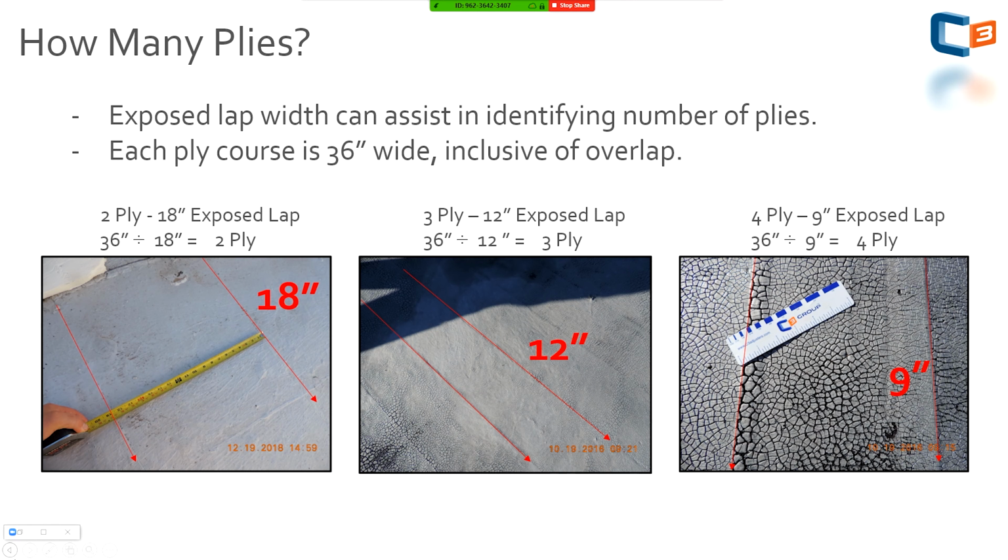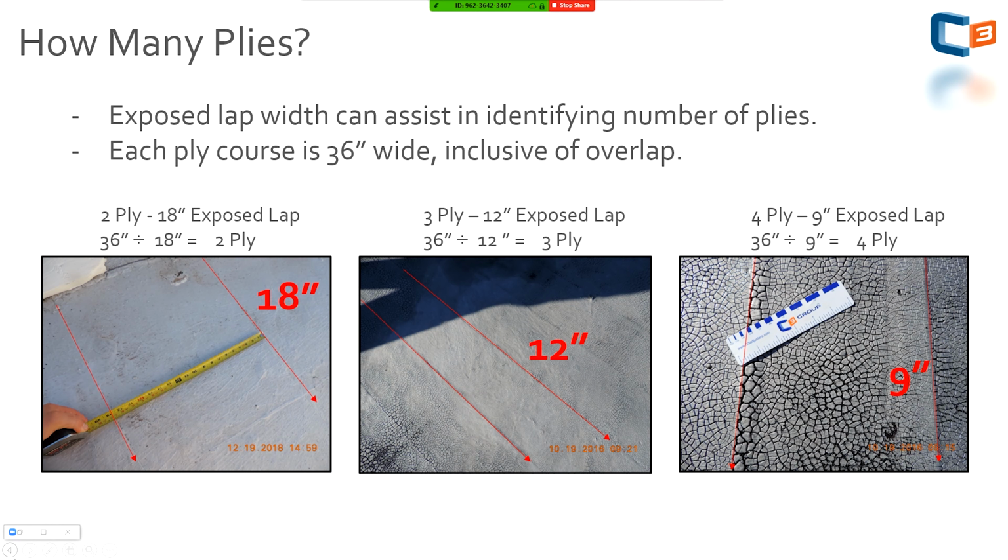As far as number of plies, this can kind of be challenging, especially if you have a ballasted built-up roof system. But on some of the coated systems where the ply laps are actually exposed, it's pretty easy to tell. So every reinforcement lap width is 36 inches, roughly. So if we can tell the lap width and how much they're overlapped, we can generally tell how many plies there are. So if you have an 18-inch exposed lap, you know that that's a 2-ply, right? 36 inches divided by 2, you have 18-inch lap. Going on, if you have a 12-inch lap exposed, then you know it's a 3-ply. 9-inch lap exposed would be a 4-ply. So just kind of an easy way there.